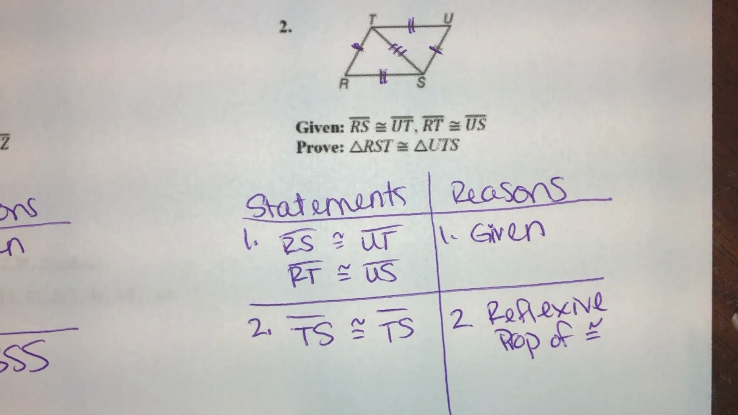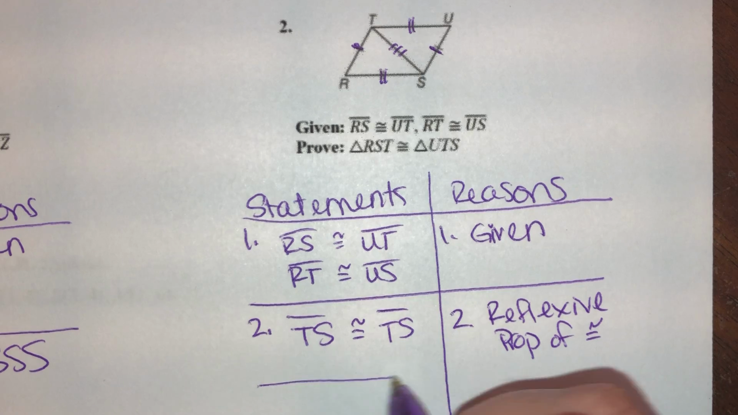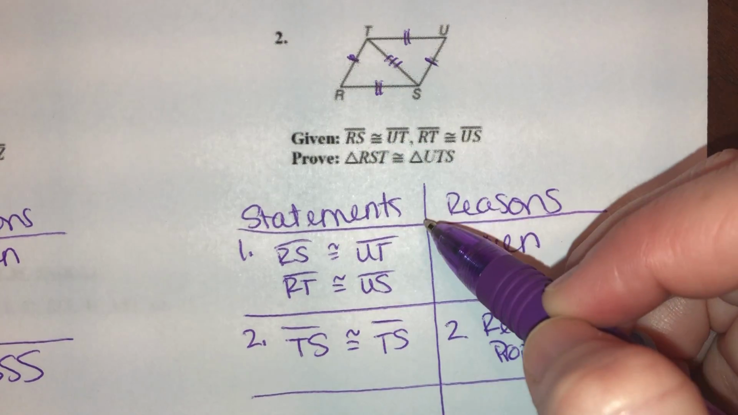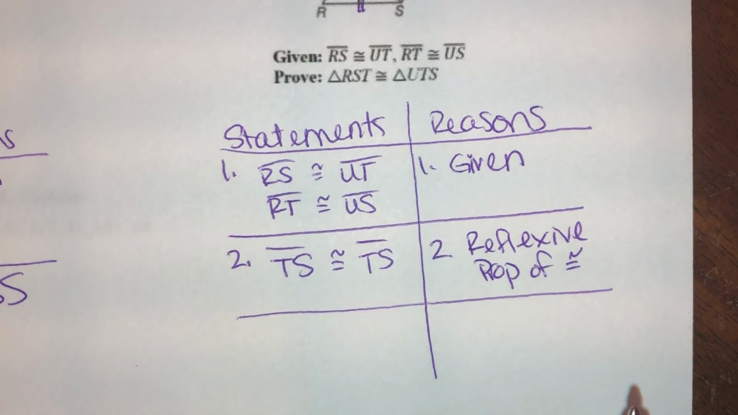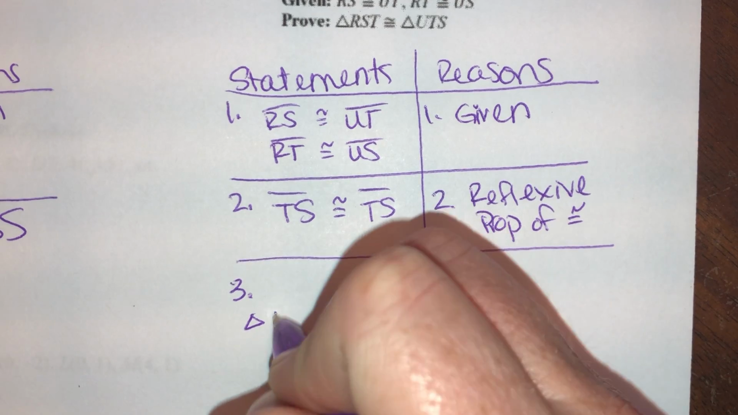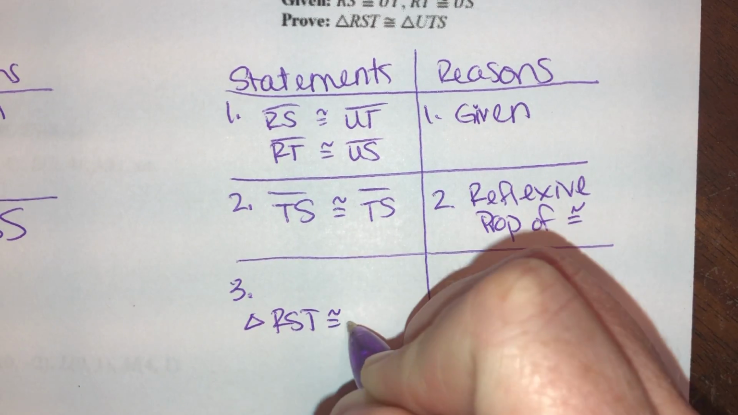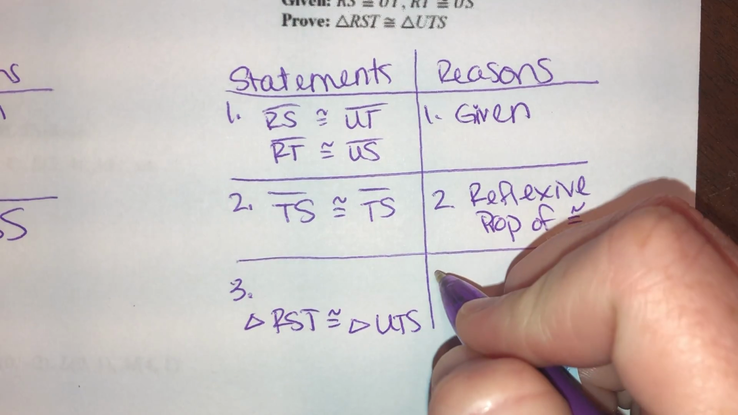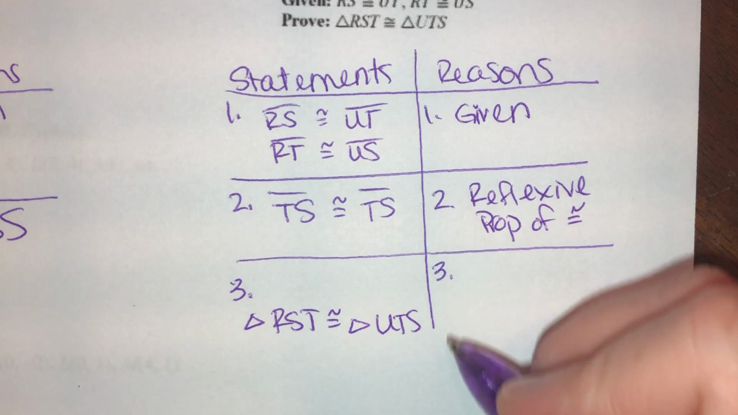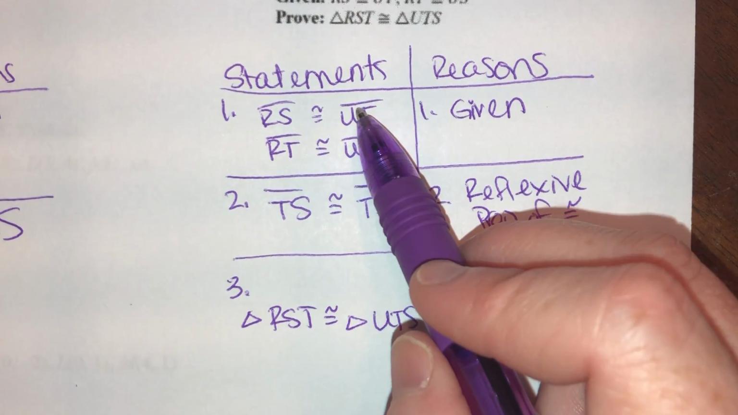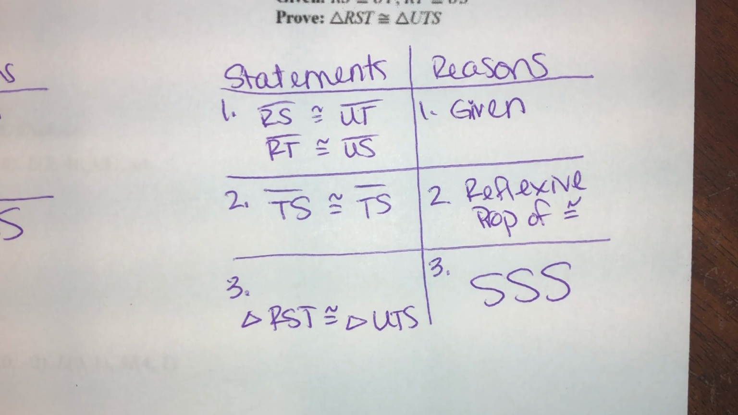And you do not have to write property of congruence. You can just write reflexive. Okay, so once I've marked all 3 sides of one triangle congruent to all 3 of another, now I can say that the triangles themselves are congruent. So triangle RST is congruent to triangle UTS. I'm just repeating the proof. And what's my reasoning? Because of side, side, side. Because I proved all 3 sides were congruent. 1, 2, 3 sides. Okay, hopefully that makes sense. Video 2 to follow.